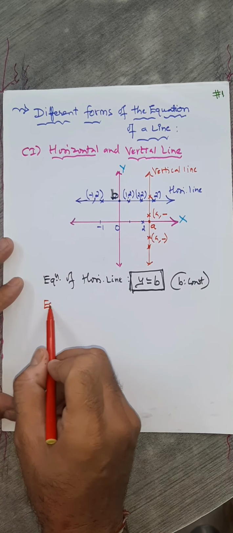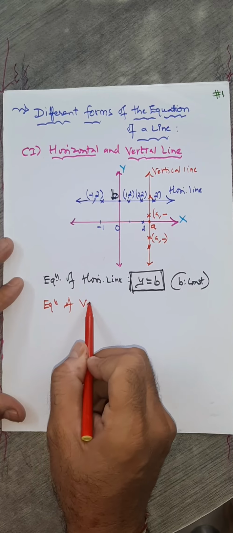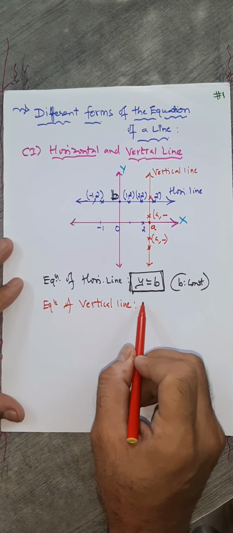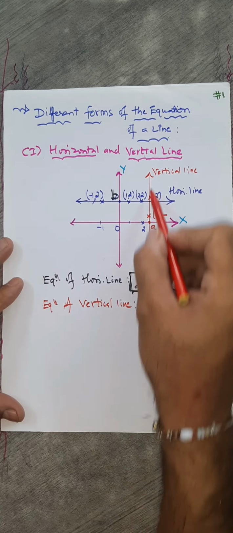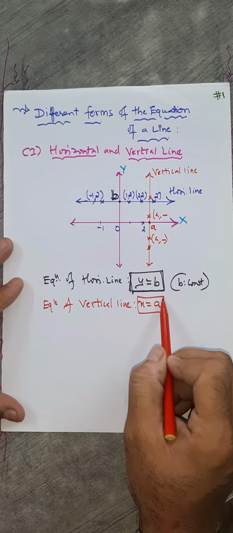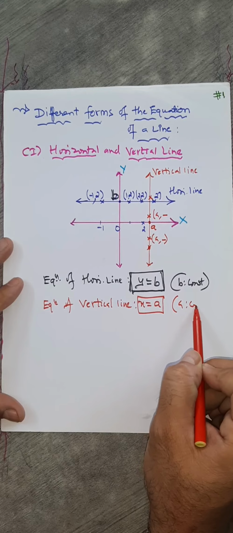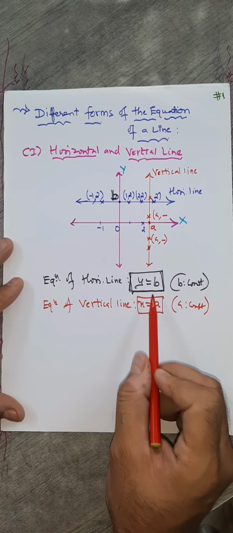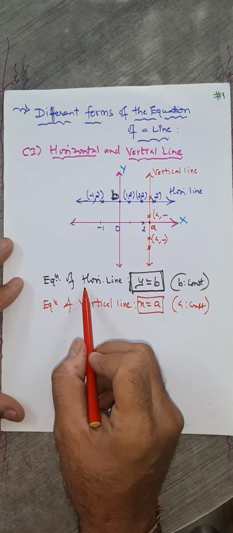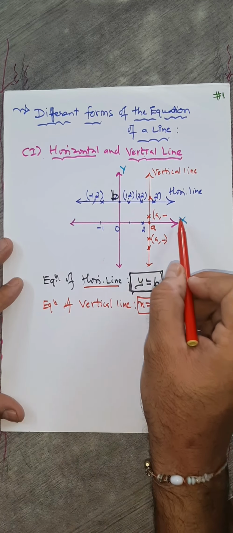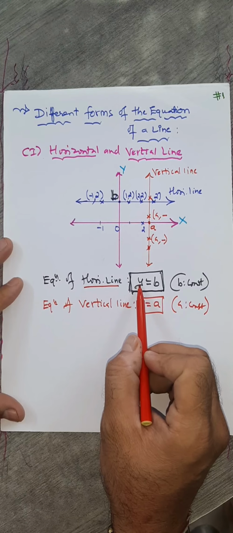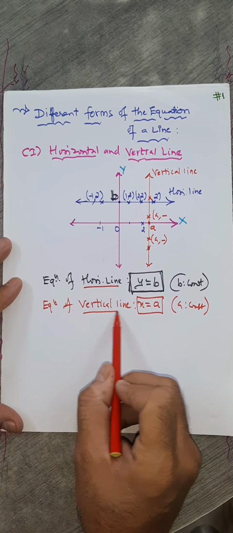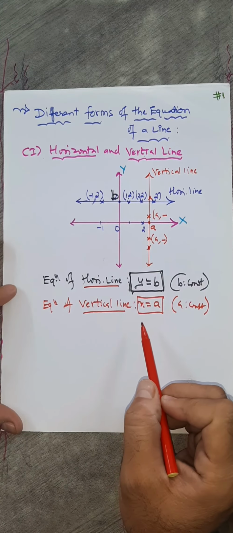So the equation of the vertical line, as I've explained, is x equals constant. Here the x coordinate remains the same, where a is any constant. It can be 1, 2, 3 and so on. Another way to remember these two lines: the horizontal line is parallel to the x-axis, and the x variable is absent here. The vertical line is parallel to the y-axis, so the y variable is absent.